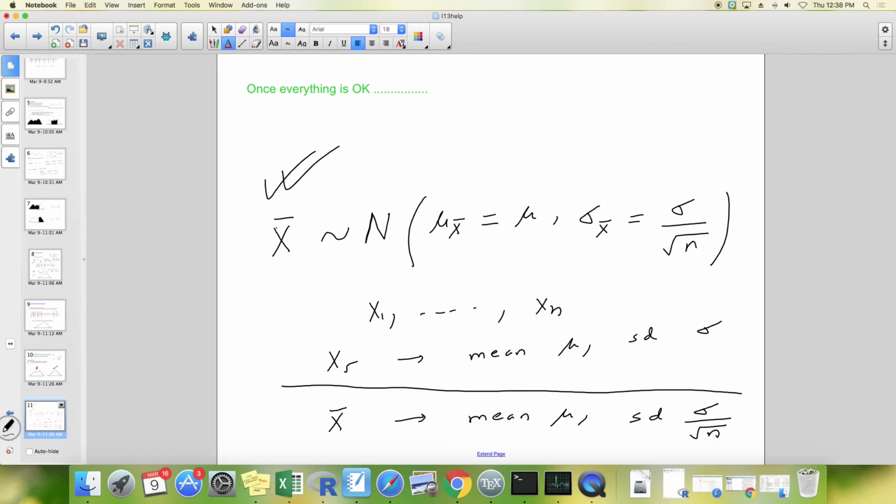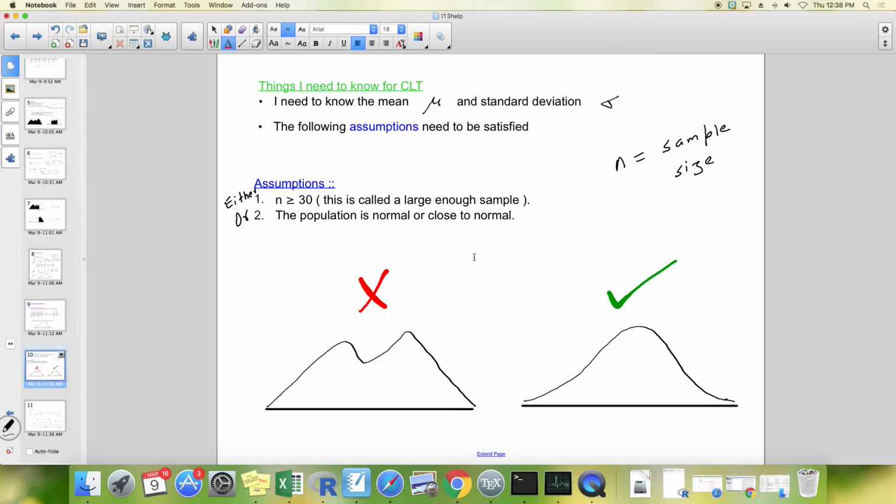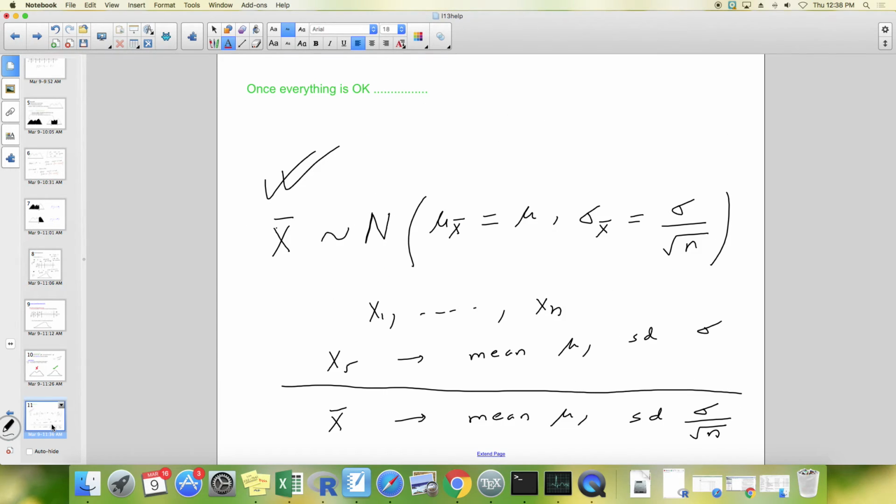So that's it. If conditions are satisfied, by conditions I mean this page, if this page is good, then this happens. That's your CLT. Done. And obviously we'll apply this in the problems. So that will come in the next video.